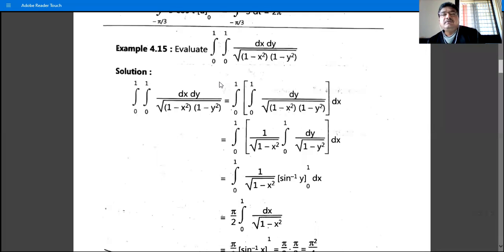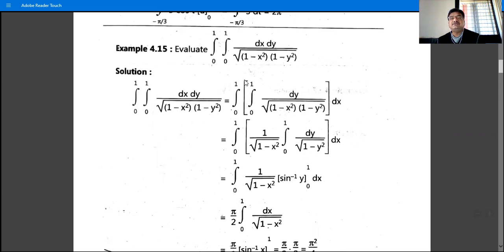Next example, evaluate the integration from 0 to 1, integration from 0 to 1, dx dy divided by root of 1 minus x square, root of 1 minus y square. Both the limits of x and y are constants, and therefore the order does not matter in this example. That is, we can integrate with respect to y first or with respect to x first. Here we integrate with respect to y first.